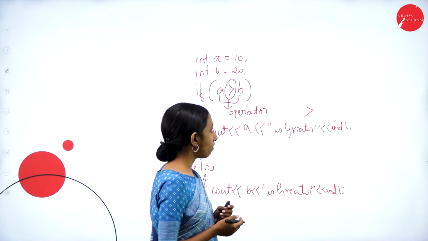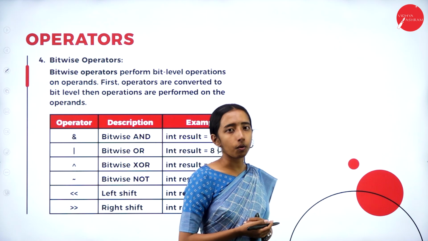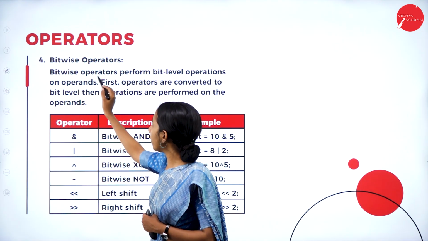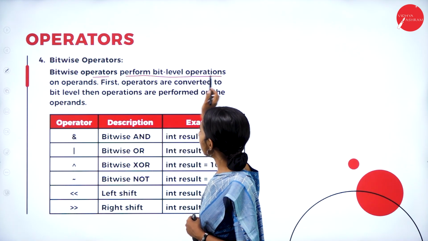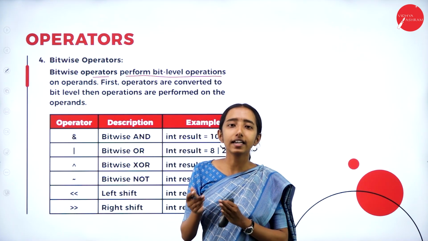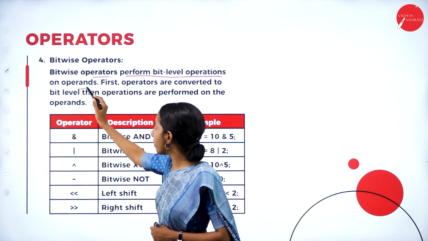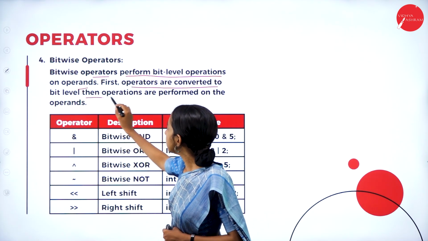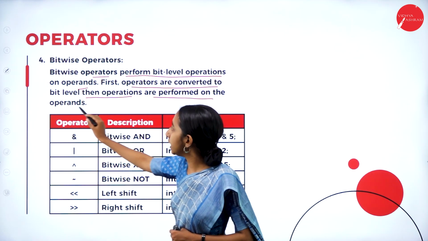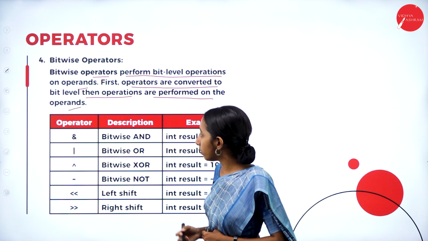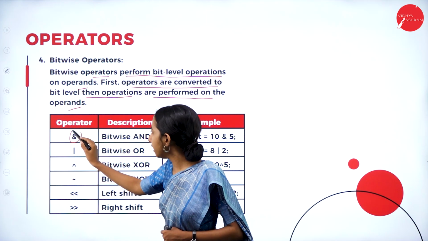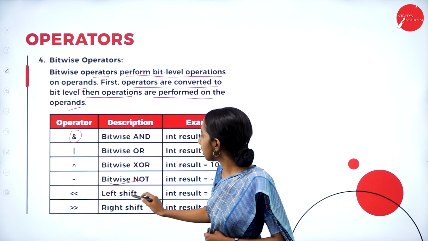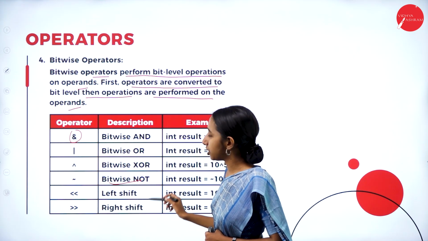Next we are having the bitwise operator. So what is a bitwise operator? The bitwise operators perform bit level operations on operands. First, operands are converted to the bit level, then operations are performed on them. Here we are having bitwise AND, bitwise OR, bitwise XOR, bitwise NOT, left shift and right shift.